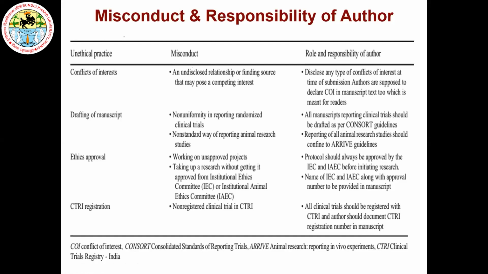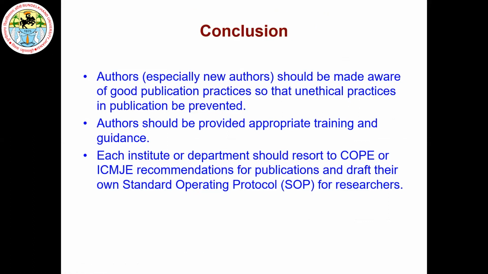So in conclusion, we can say that authors, especially the new authors, should be made aware of good publication practices so that unethical practices in publication can be prevented. Then authors should be provided appropriate training and guidance. Each institute or department should resort to COPE or ICMJE recommendations for publications and draft their own standard operating procedure, or SOP as we call it, for researchers. So this is the conclusion.